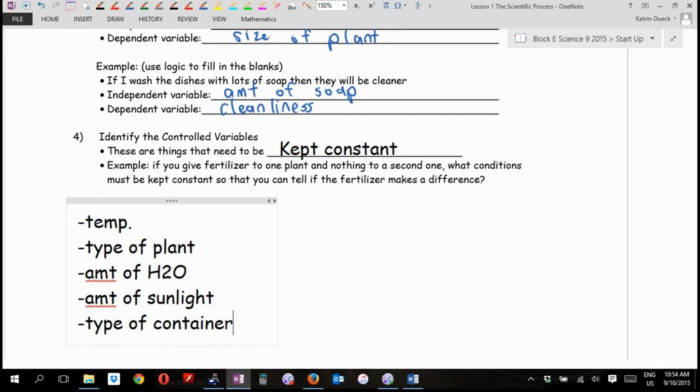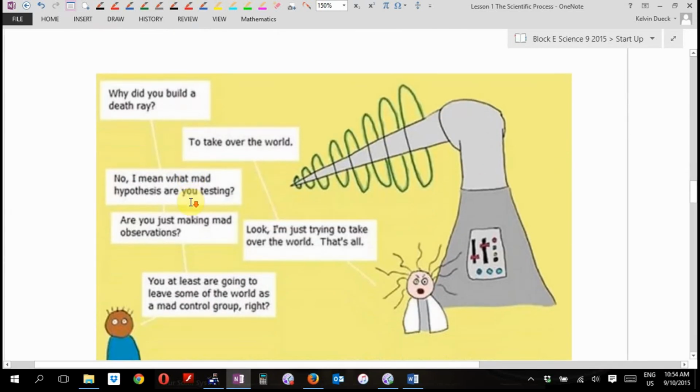So there's a few just for plants, for Pete's sake, which aren't that complicated. They don't have personalities. They don't have habits or hobbies. You can control a lot of the stuff there. Type of soil, lots more. We could go on for ages and ages and ages. But instead, let's turn the page.